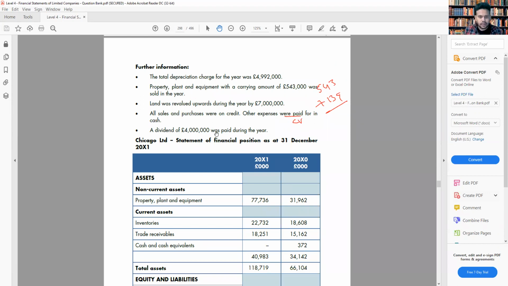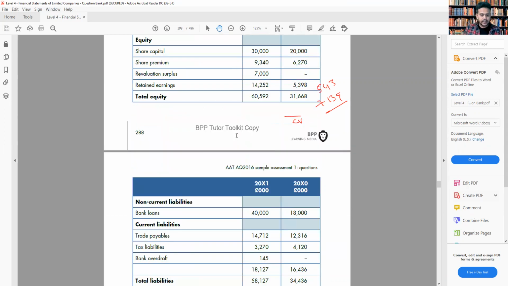Then we have a dividend, 4,000 was paid during the year. This is the dividend we paid from our business. So this will come under the financing activities because the people who buy shares from our company, we have to pay some dividend to them. So that is the expense for us. So that will come under the financing activities. If we receive a dividend from any third party, we record it under the investing activities. Remember that. All right, so I think that's all.